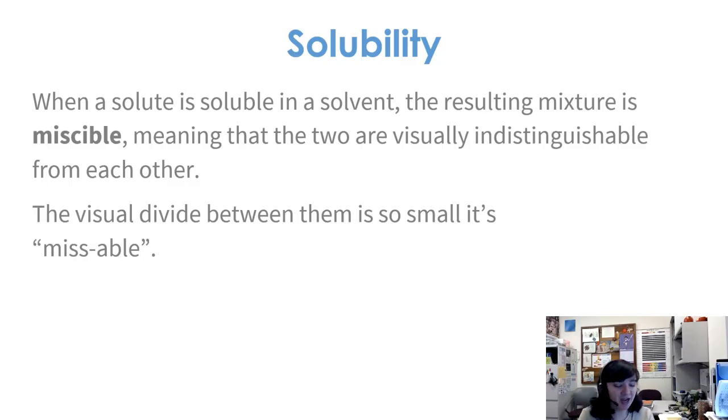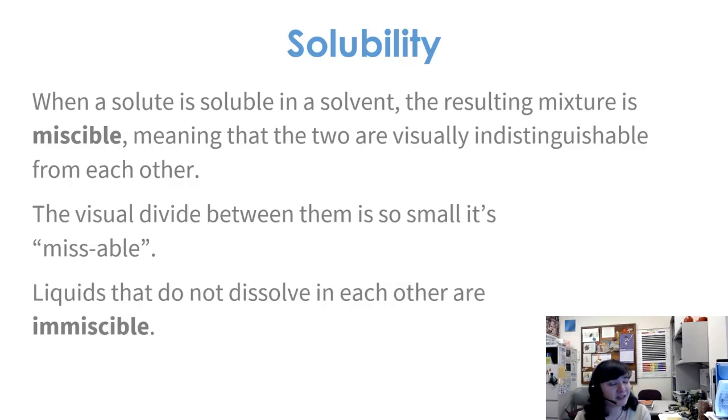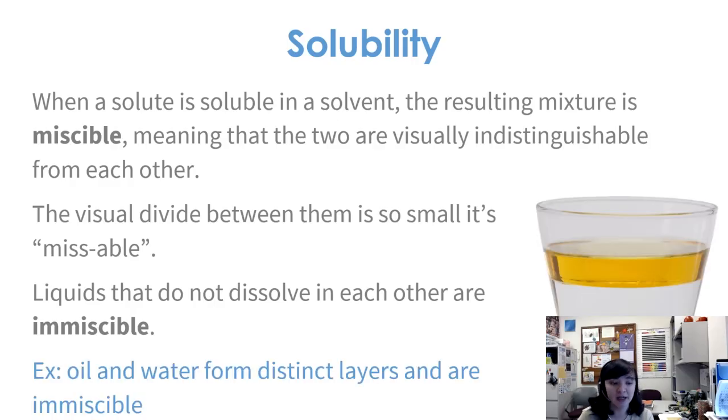You would miss it. The counter to that would be immiscible. This is if you have a solute and a solvent that aren't really mixing together. A good example of that would be oil and water. If you've ever tried to mix those two, the oil forms a distinct layer on top of the water, and we call that an immiscible mixture. So this is basically another way to describe homogeneous versus heterogeneous, where homogeneous true solutions are miscible, and heterogeneous mixtures are immiscible.